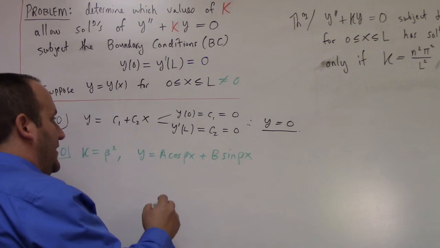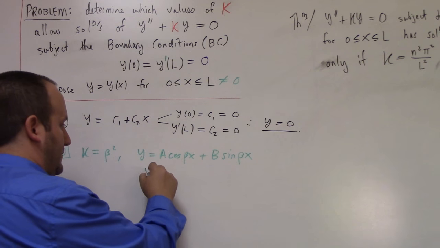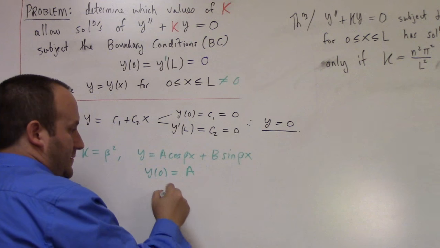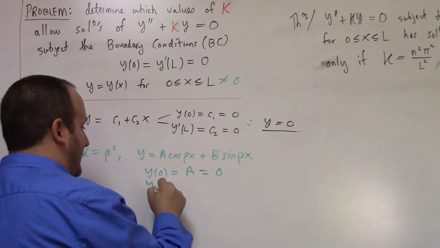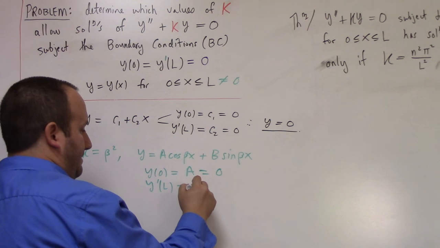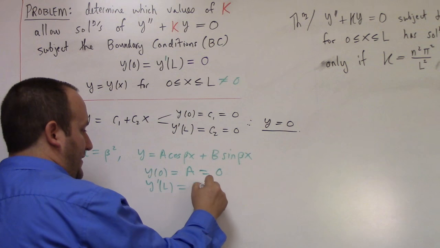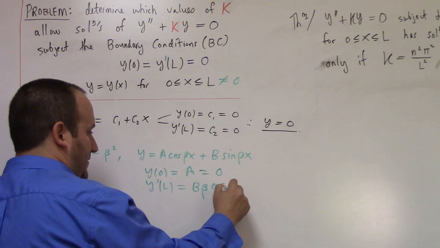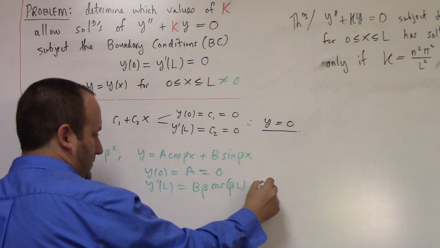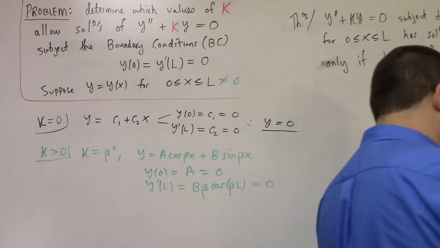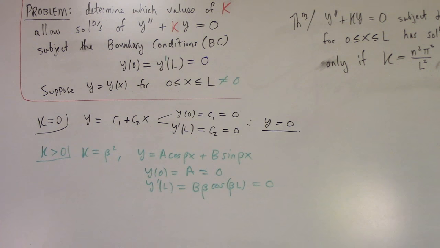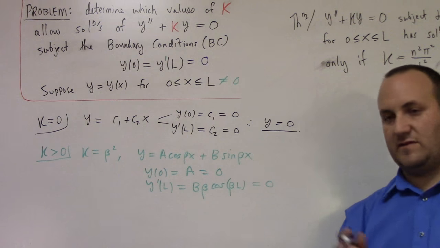I digress. Alright, so y of 0 is a plus cosine 0. I mean, so a is equal to 0 here. What's y prime of L, rather, is b beta cosine of beta L equal to 0. Aha! That looks interesting. So the question then, of course, is when is cosine 0?